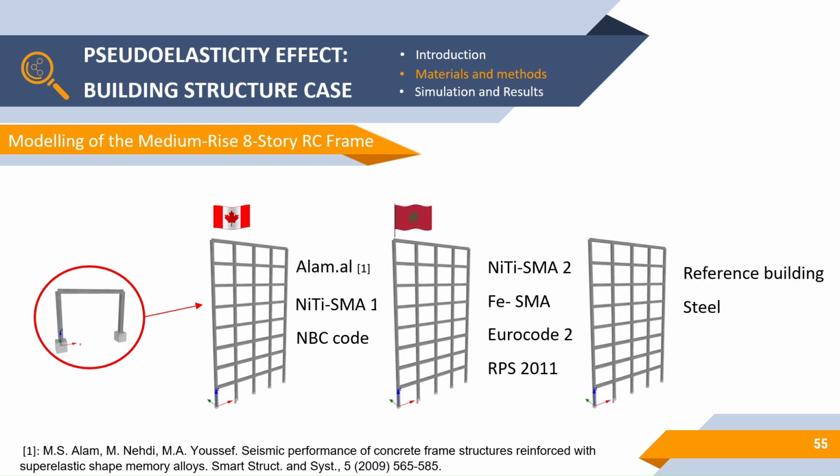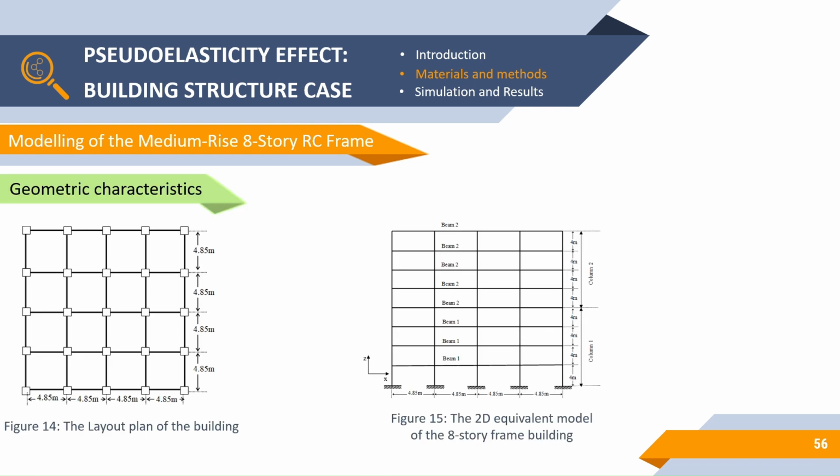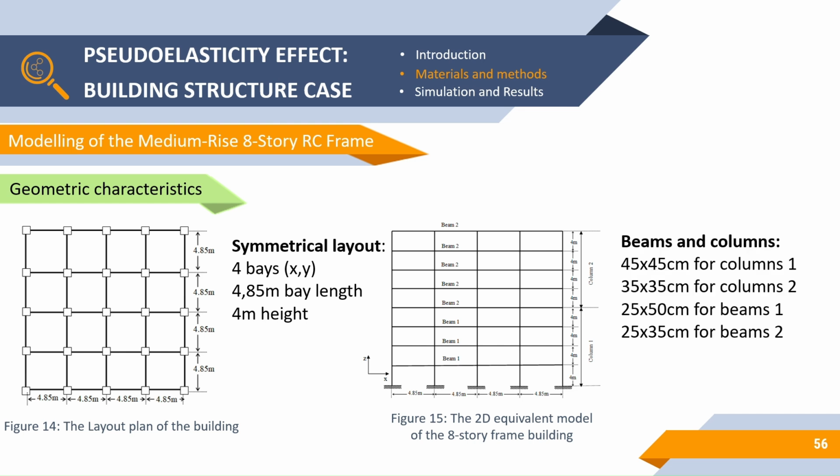These two structures were then compared with the reference building, which was reinforced completely with ordinary steel bars. For the geometric characteristics, we choose a symmetrical layout of 4 bays in each direction, where bay length equals 4.85 meters and height equals 4 meters. For beams and columns, we choose the following sections.